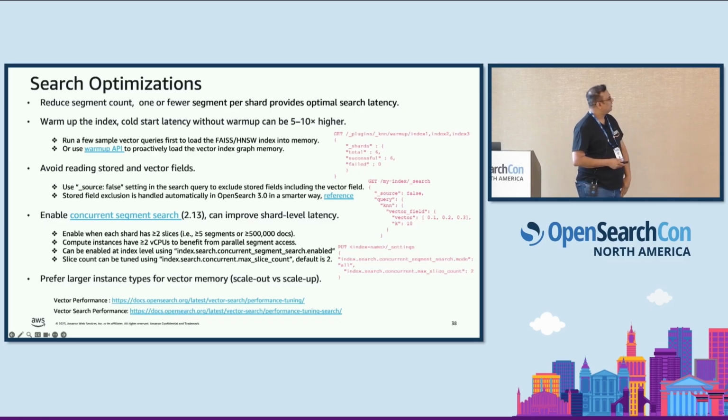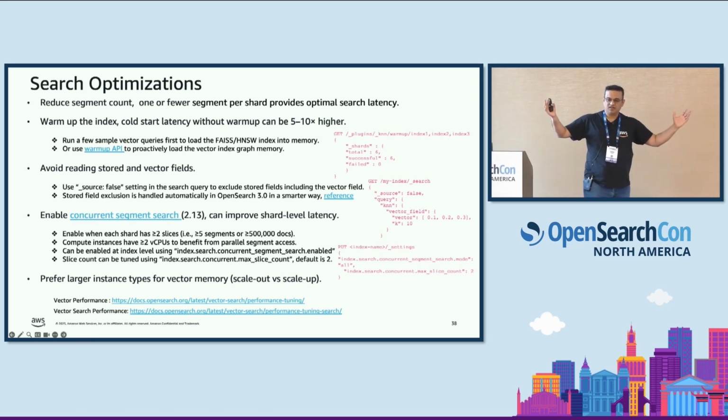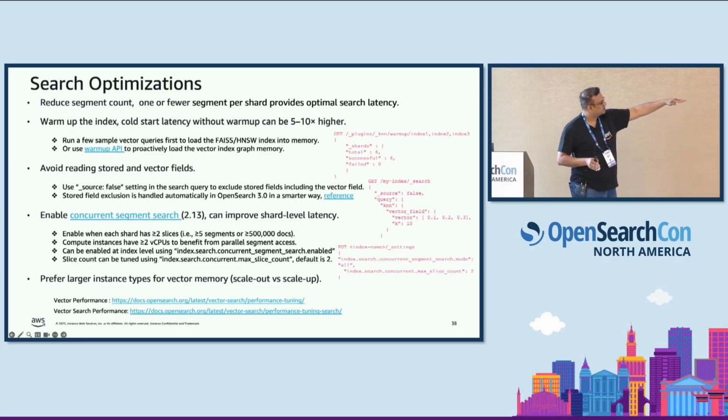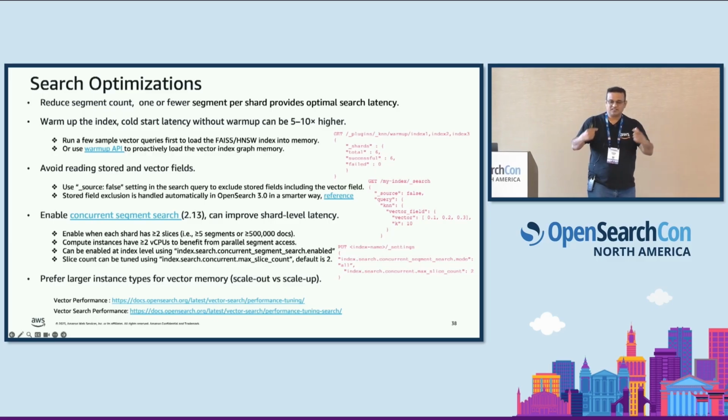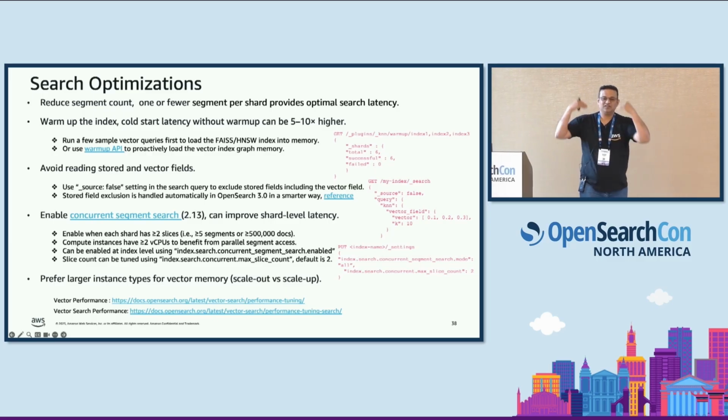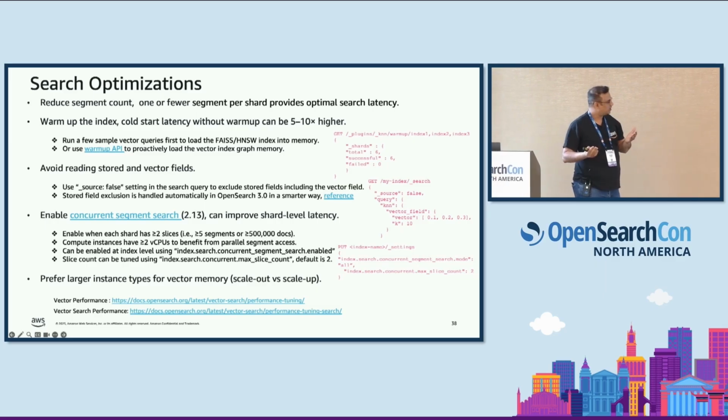And then avoid reading stored and vector fields, like the underscore source field, which may have a lot of data. When you do queries, only specify whichever fields are needed, and you can turn off reading the source by setting it to false, as you see in the example. Also, the vector field itself. Let's say you're doing a vector search, you're giving the vector as an input. You don't necessarily need those vectors back in the response. So you can avoid that as well. Only the necessary fields come back, as a best practice to improve search performance. And in OpenSearch 3.x, there is a feature which automatically does this, avoiding the source field.